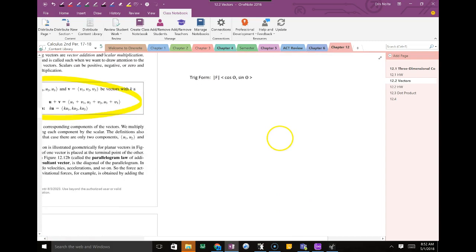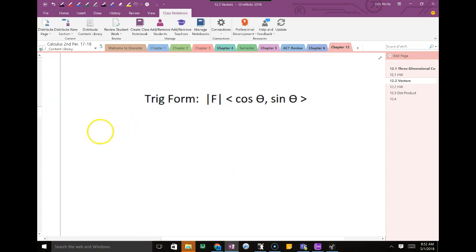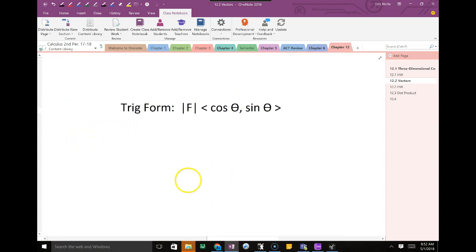Okay? I'm going to give you a second form. The second form, I typed this up, so it kind of looks gross. Okay, but the second form is called Trig Form. No, this is a good form, I promise. Don't be upset about Trig Form. Worst enemy in this class, I think.